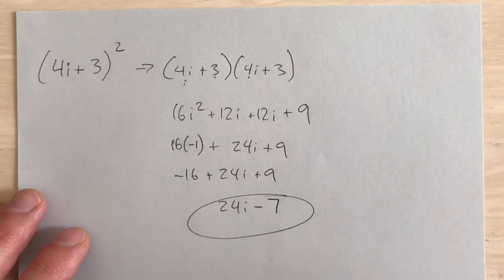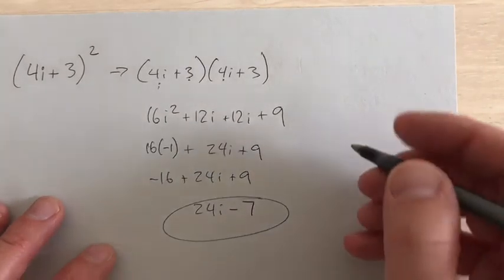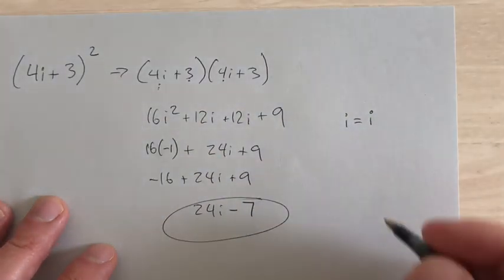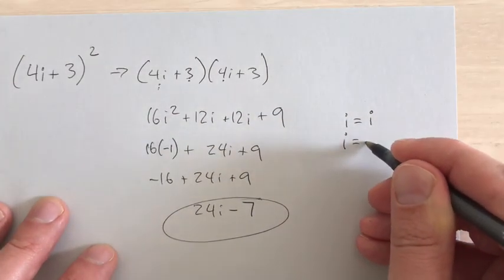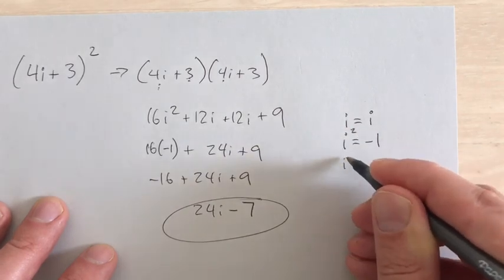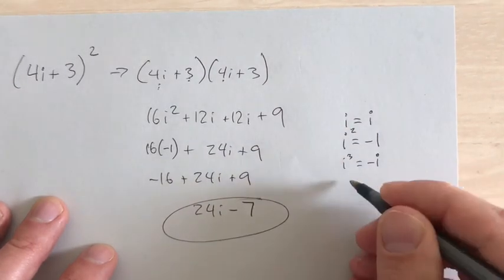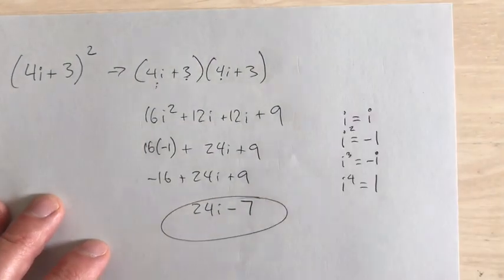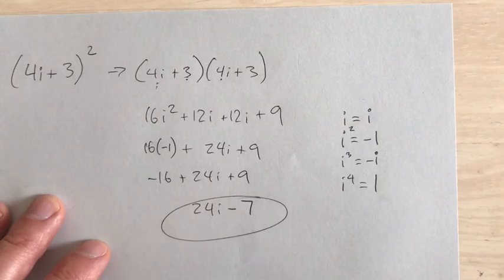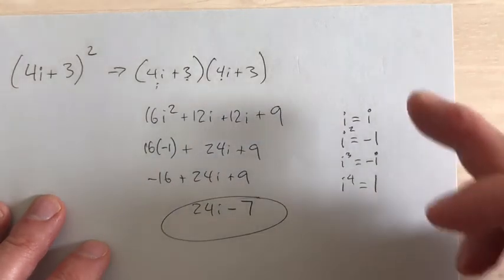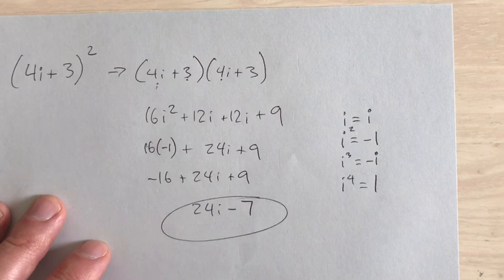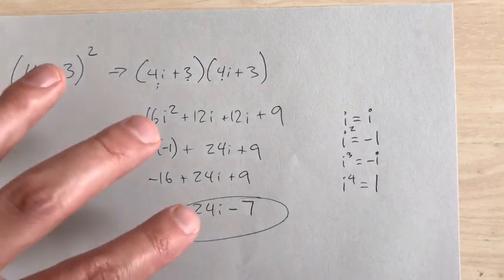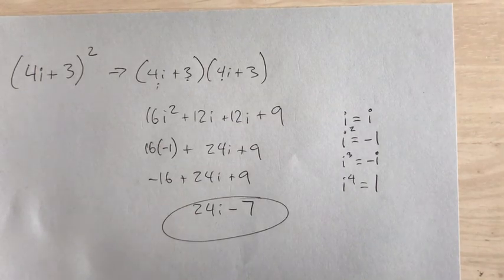So what I would like you to probably jot down in your notes is this conversion thing. So i is equal to i, right? i squared is equal to negative 1. i cubed is equal to negative i. And then lastly, i to the fourth is equal to positive 1. If you go further than that, I'm sure you can figure it out, because it just continues this pattern forever and ever on down the line. But this is going to be helpful for doing problems like this when you're doing operations with imaginary numbers, okay?